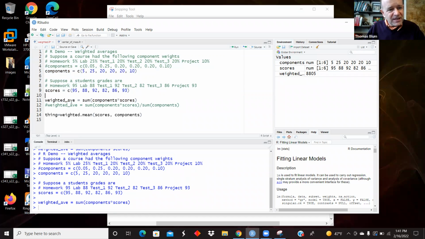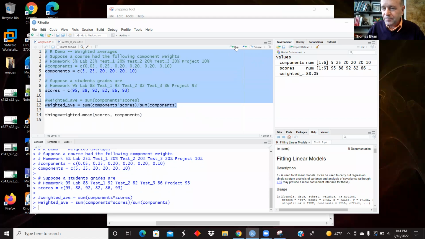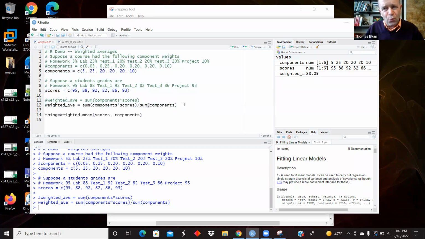But we can fix that if we sum up the components and divide by the sum of the components. So you do the multiplication and then divide by the sum, and then we're back to it working again. Because the sum of the components was 100 in this case. That was the same thing as each one of these being divided by 100 to get the decimal version. But if you adopt this second approach, it doesn't have to add up to one or 100.